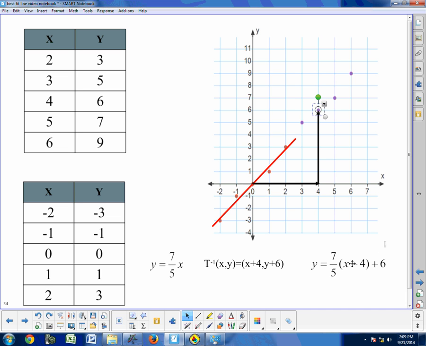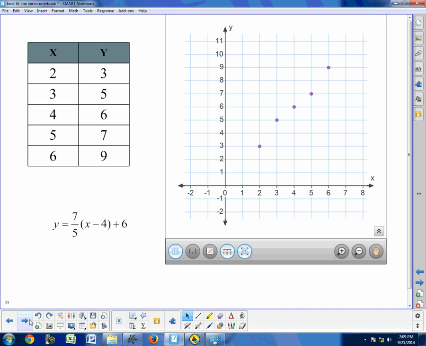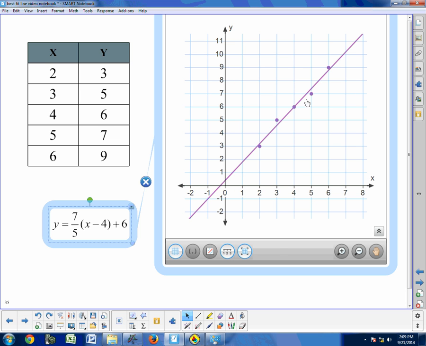This is the equation of the best fit line for my original set of data points. So if I put that line in here, that is the best fit line. That line with that particular slope and that particular y-intercept minimizes the sum of the squares of the vertical distances to the points. So this is my best fit line.